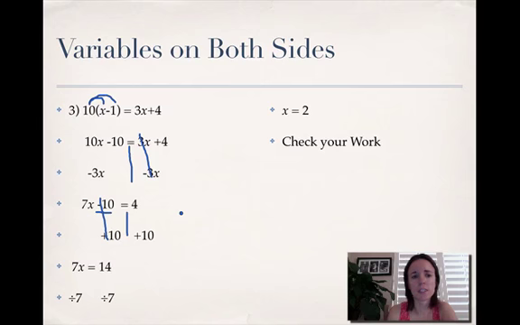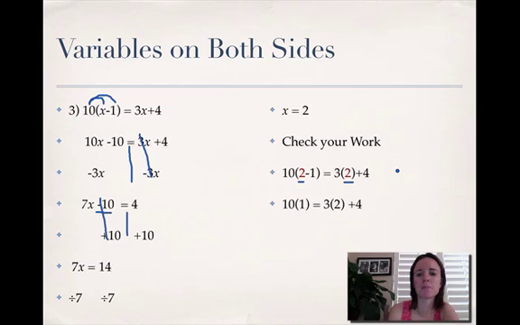Check our work. So we're going to plug in. I put in 2 wherever I had an x. So it's 10 times the quantity 2 minus 1 equals 3 times 2 plus 4. Let's simplify a bit. It becomes 10 times 1 equals 3 times 2 plus 4. 10 times 1 gives me 10, and then 3 times 2 gives me 6 plus 4. I'm going to combine those. I get 10. That should be an equal sign, shouldn't it? Equals. And that's correct. Awesome.